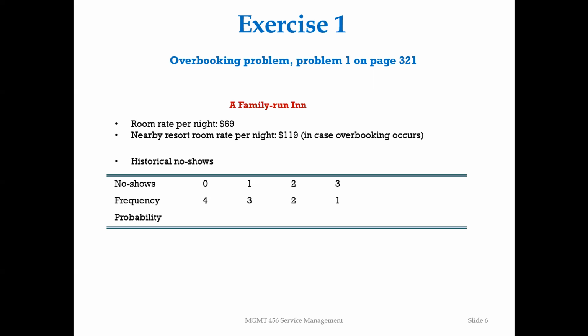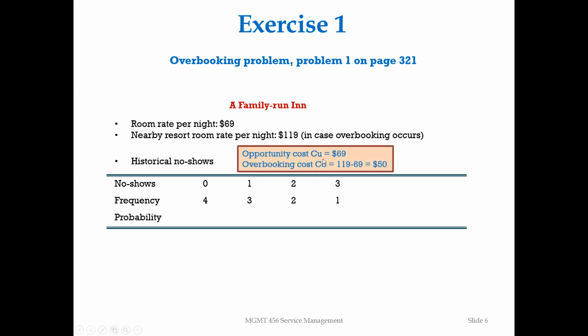How much money will the hotel lose? The hotel will pay the difference between $119 and $69. In other words, the hotel will lose $50. So based on this information, the room rate is $69 and the nearby resort hotel costs $119. So we can calculate the two types of costs.